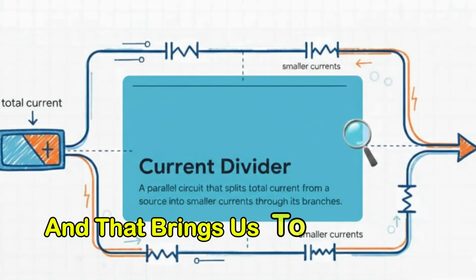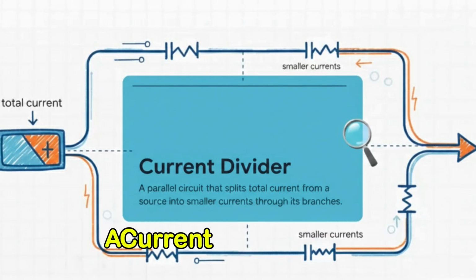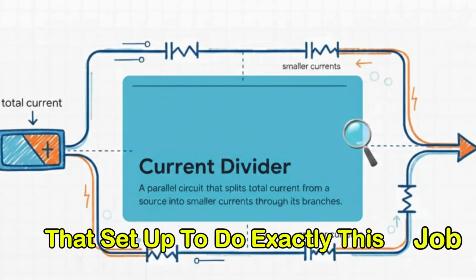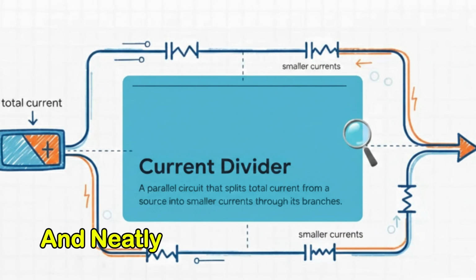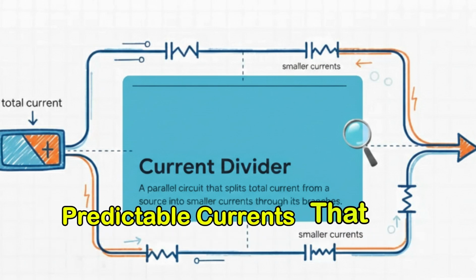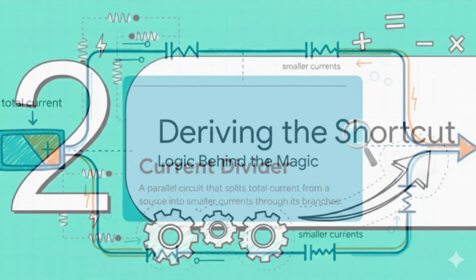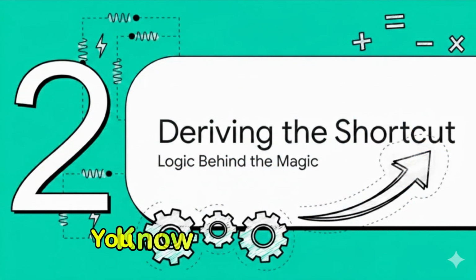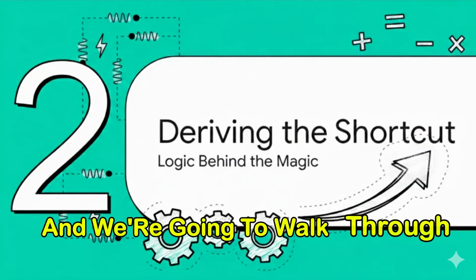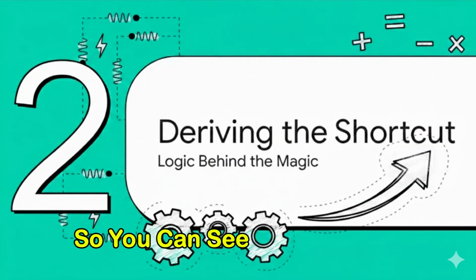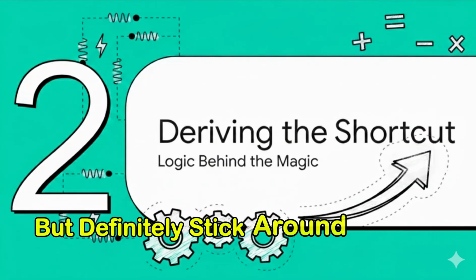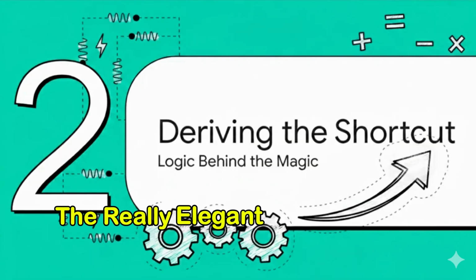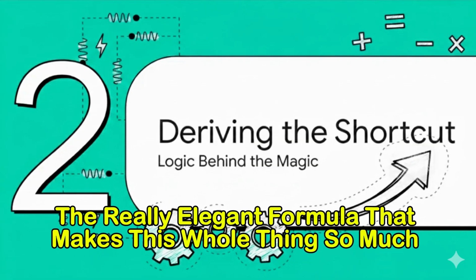And that brings us to the official definition. A current divider is really just a fancy name for a parallel circuit that's set up to do exactly this job: to take a total amount of current and neatly divide it up into smaller, predictable currents that flow through each of its different branches. Now, we could calculate the split every single time using the basics, like Ohm's law. And we're going to walk through that logic real quick so you can see how it works. But definitely stick around, because right after that, I'm going to show you the shortcut, the really elegant formula that makes this whole thing so much easier.